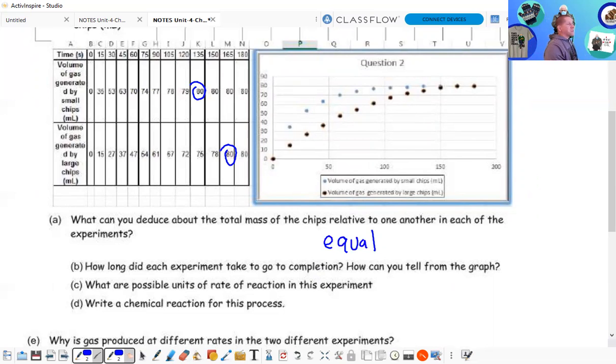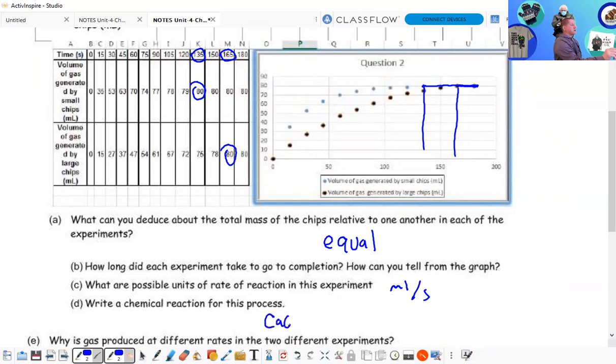How long did each experiment take? So you can see that one took 135, that one took 165 seconds. And how can you tell from the graph? Well, it's that flat part, there's where it flattens out there, and there's where it flattens out there. So one's at 165, and the other one's at 135. The units we're measuring are milliliters of carbon dioxide per second, to be more specific.